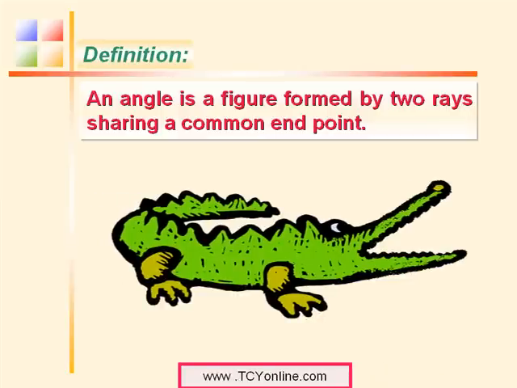Look at the mouth of the crocodile. Over here, this represents one of the rays of the angle, while this represents the second ray of the angle. And these two rays are meeting at some common endpoint. Now this common endpoint is called vertex. So we can say that this is simply the angle formed.